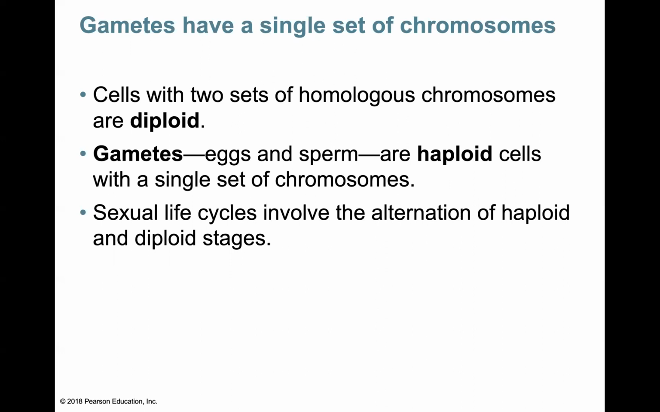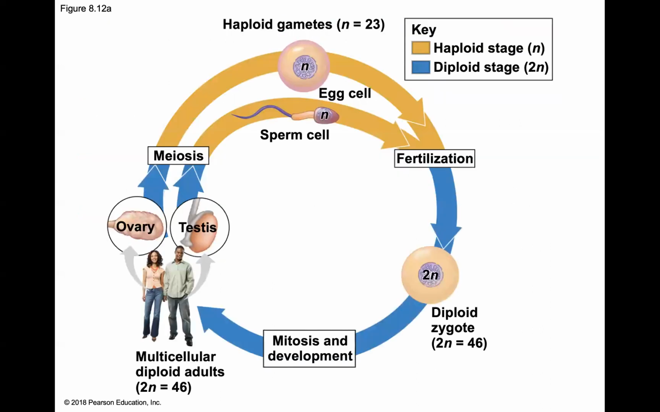Cells with two sets of homologous chromosomes are said to be diploid. They have twice the number of chromosomes. Gametes, our sex cells, which are the egg and the sperm, are haploid cells. They have one copy of each chromosome, one set of chromosomes. Sexual life cycles involve the alternation of haploid and diploid stages. So we have both mitosis and meiosis happening in these processes. For humans, we have a total of 46 chromosomes in our somatic cells.